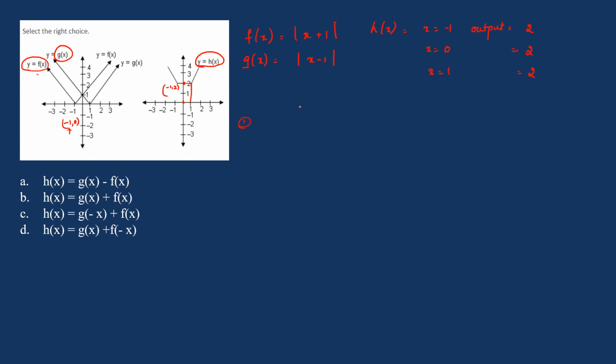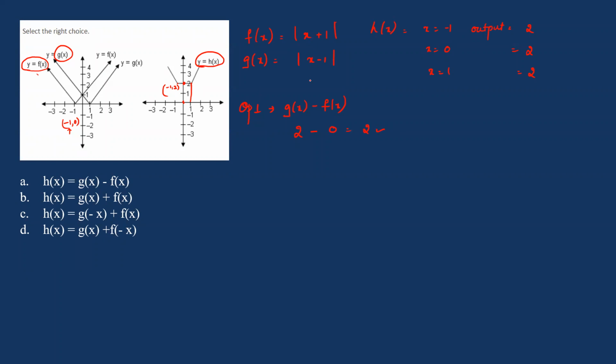Let's look at option 1 first. Let's replace one of these. So this is g of x minus f of x. Let's replace x is equal to -1 here. -1 minus 1 is -2. So this value gives me 2. Minus, again, let's replace -1. -1 plus 1 is 0. Clear? So 2 minus 0 is equal to 2, which is satisfying.